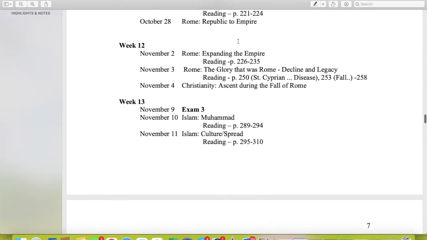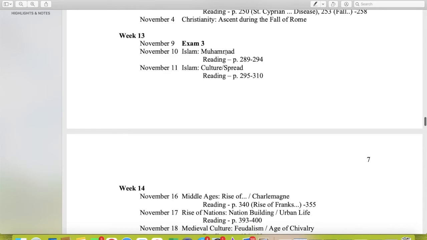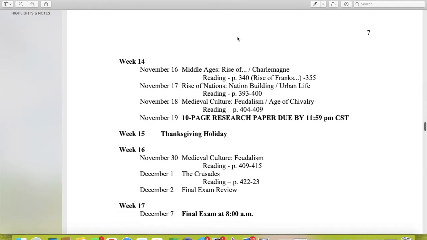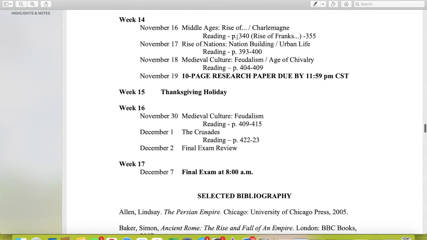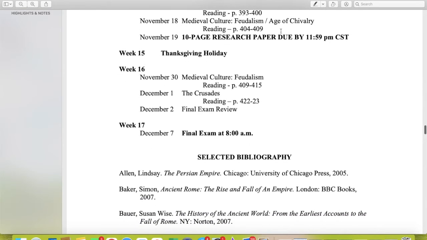So again, you see the reading schedule here. Into November, exam 3, November 9th. We have Islam, Muhammad, culture and spread. Okay, just keep on going through here. Middle Ages, rise of nations, nation building, medieval culture, feudalism, chivalry.